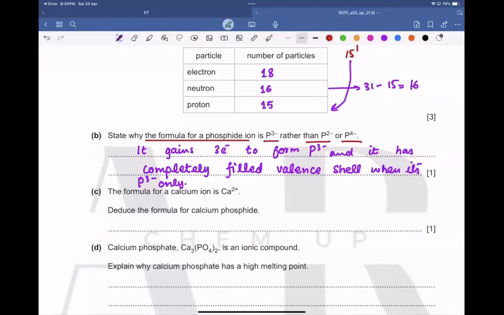Okay. The formula of the calcium ion is Ca2 positive. Deduce the formula of calcium phosphide. Okay, so calcium is 2 positive and phosphide is 3 negative. So you know the rule when the charges are different. Yes, very good, Heather. Very good, Zainab. So we will swap the values of the charges in the subscript of the opposite ion. So I'm going to write 3 over here and 2 over here. That will be the formula of calcium phosphide. Yes, very good, Rahim.